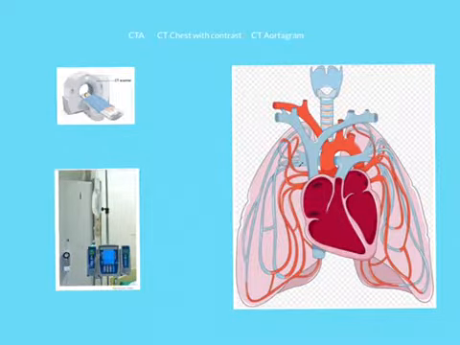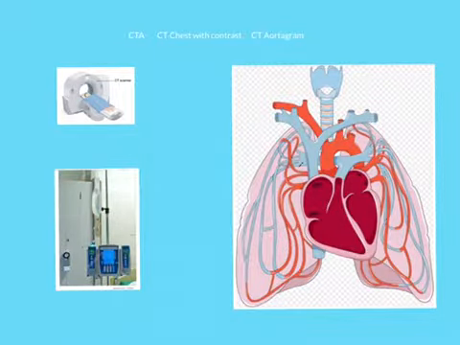In order to visualize the different parts of the lungs that we talked about, the pulmonary artery over here, the lung parenchyma over here, and the aorta over here, what we do is we change the timing of when the injection begins and when we start scanning.